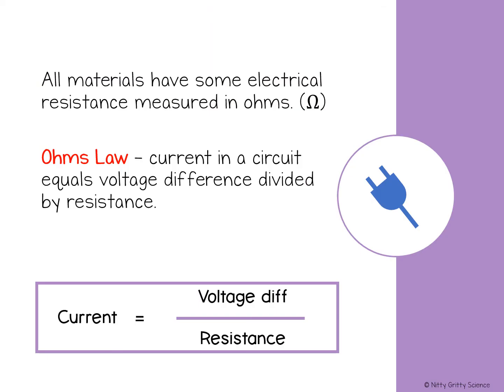All materials have some electrical resistance. Of course, electric conductors have much less resistance than insulators, and when measuring resistance, we measure it in ohms. The relationship between voltage difference, current, and resistance in a circuit is known as Ohm's law. According to Ohm's law, the current in a circuit equals the voltage difference divided by resistance. Ohm's law can be written as the following equation. Current is voltage difference divided by resistance.